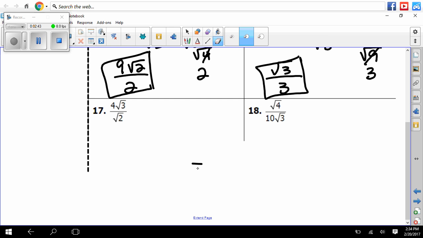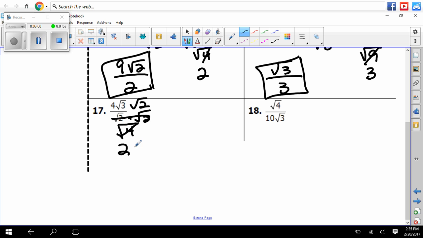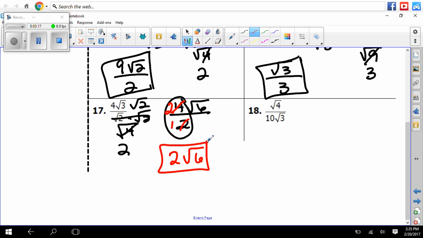Number 17. This one I've got a 3 and a 2 on the inside. They don't reduce, but I can rationalize the denominator by multiplying by radical 2, top and bottom, which is the square root of 4, which we know is 2. And over here, I've got the 4 on the outside, but 3 times 2 is 6 on the inside. Now, do these outside numbers reduce? They actually reduce. 2 goes into 2 once, 2 goes into 4 twice. So it's 2 radical 6.